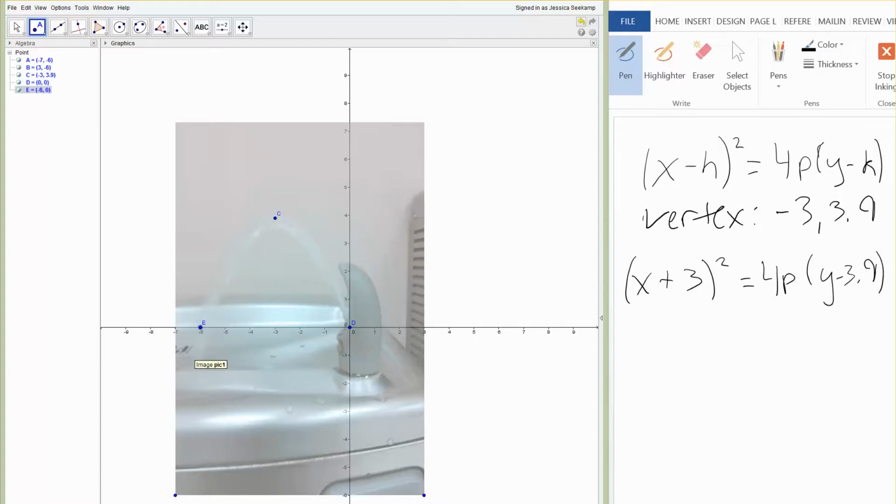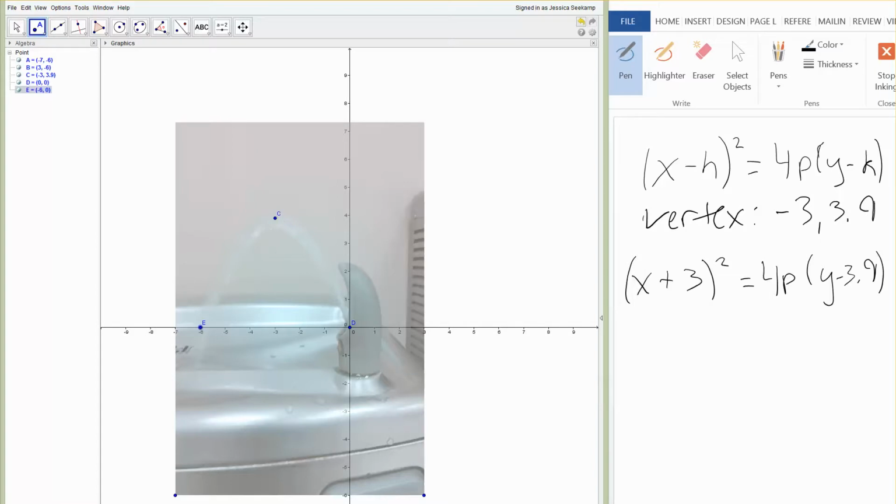Right there, it looks like it goes through about -6, 0. So we could use either of those to model, and either one of those, we should get about the same equation for our parabola. So what I'm going to do is plug in the coordinates of one of those points. That point right there is at 0, 0, and I can plug the coordinates of that in for my x and my y, and then I can solve for p.